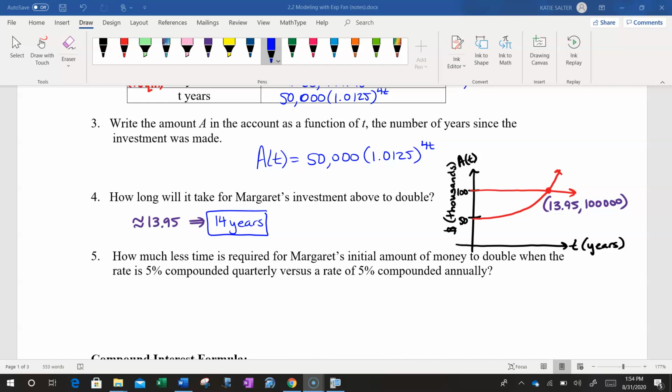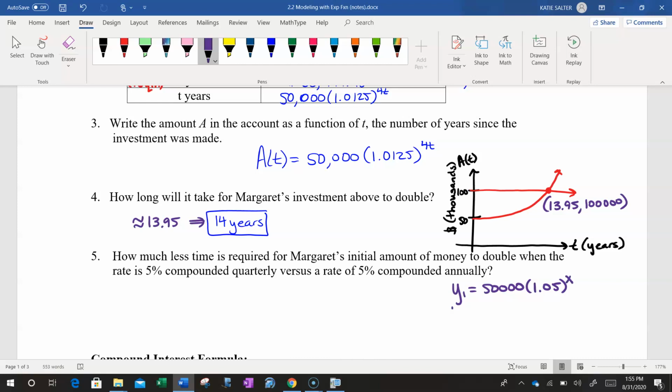All right, part 5. How much less time is required for Margaret's initial amount of money to double when the rate is 5% compounded quarterly versus 5% compounded annually? Well, we already have our compounded quarterly answer. So to figure out our compounded annually answer, you're just going to go back into your calculator and program it using the annual formula. So in Y1, put in 50,000 times 1.05, because we're going back to our formula from the previous lesson. If it's just compounded annually, it's just 1 plus r. We don't need to divide that up. And then raised to the t, which in our calculator we'll put X.